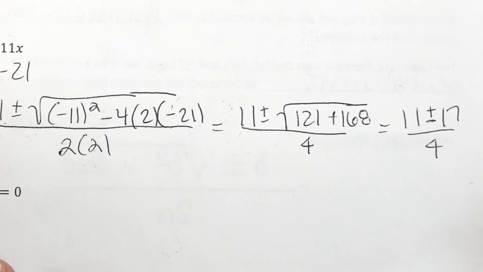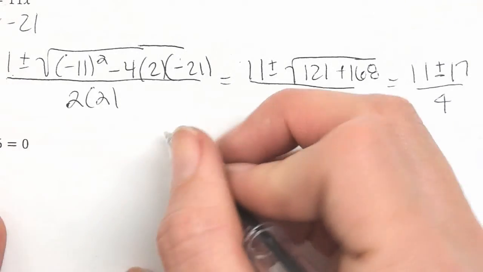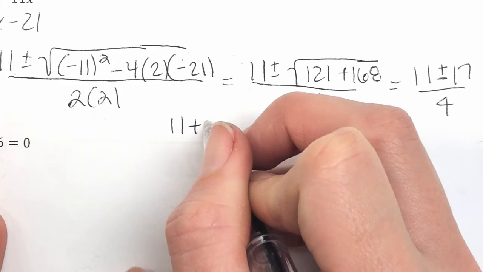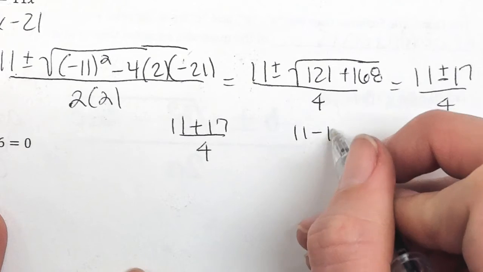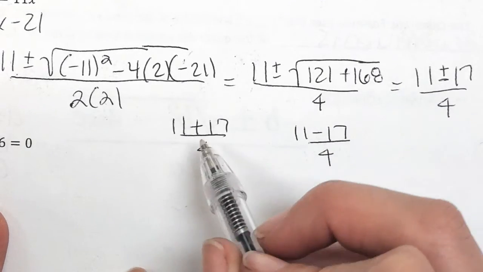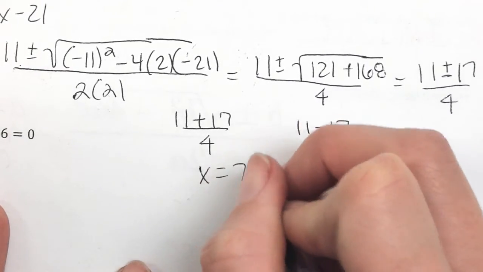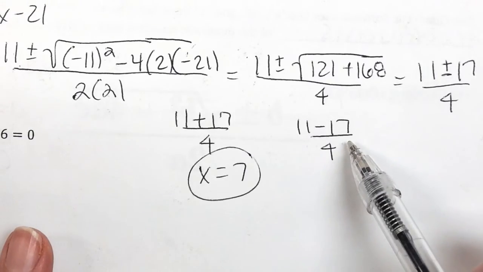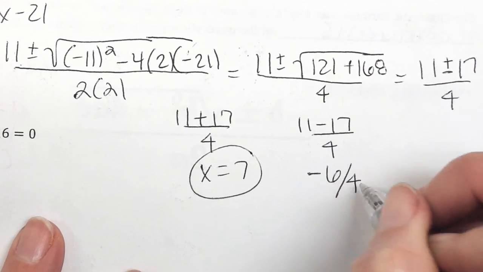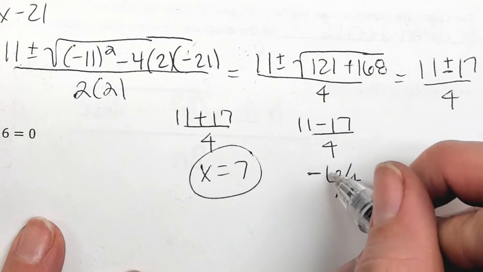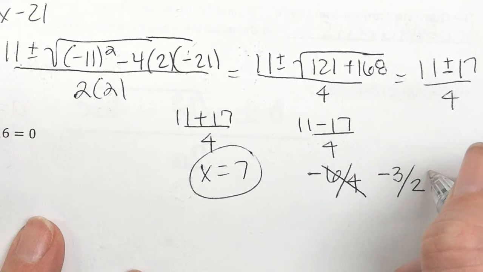Okay. So our first case is going to be 11 plus 17 over 4, and 11 minus 17 over 4. Good. So what's 11 plus 17, divided by 4? 7. What is 11 minus 17? Negative 6, right? Over 4. And let's go ahead and simplify that. What can go into both of these? How many times up here? And on bottom? Good.